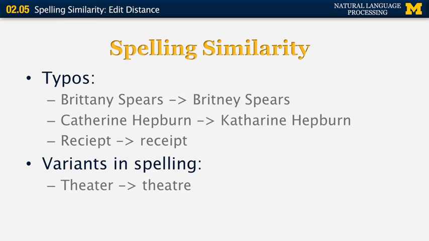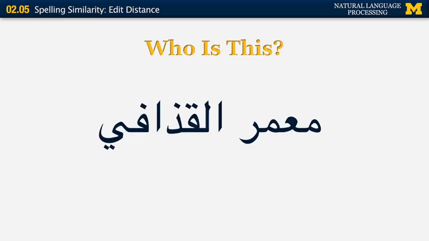There are also variants in spelling that I mentioned before. So theater can be spelled with ER or RE. We want to be able to capture the similarity between those spellings so that if a user types Brittany Spears, we should be able to know that they meant Britney Spears because the two spellings are similar enough, and return the documents about her. So let me show you now a little funny example from a different language.